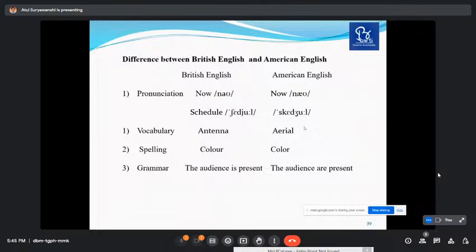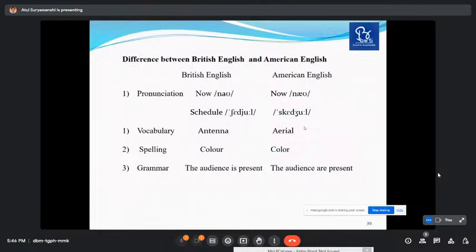The second difference is the difference of vocabulary. The British people say antenna. At the same time, the people who live in America say aerial for antenna. So the same object has been addressed by different names in different countries. Spelling difference is there. COLOUR is the spelling used in England.